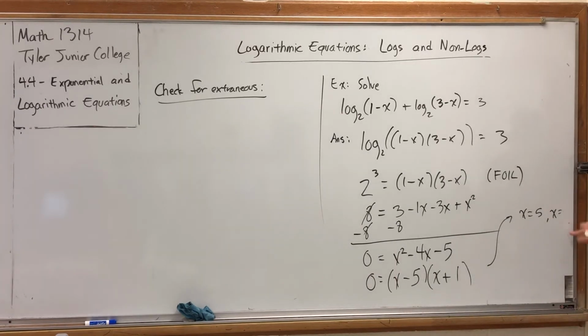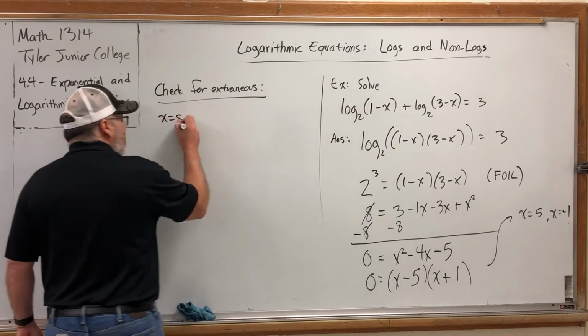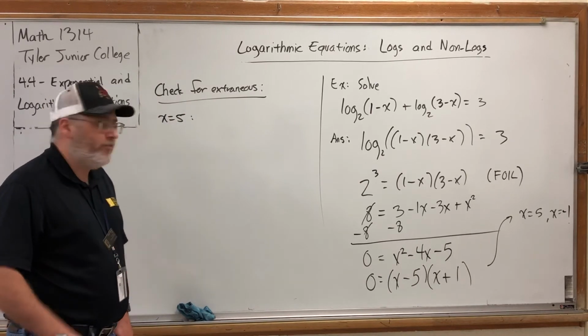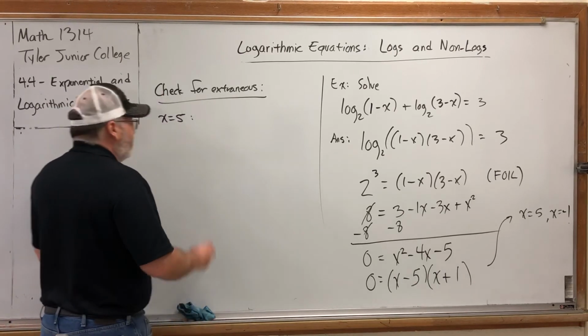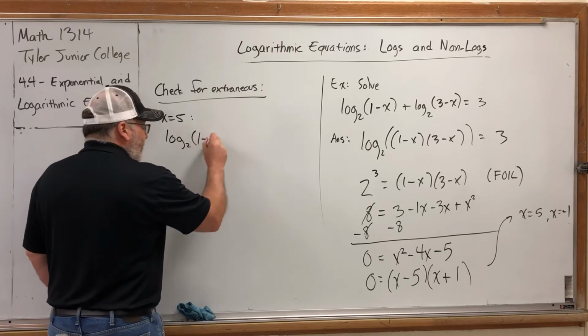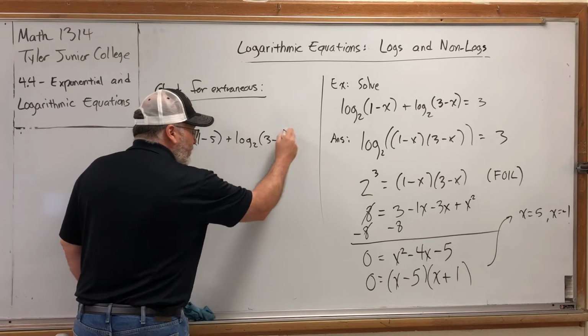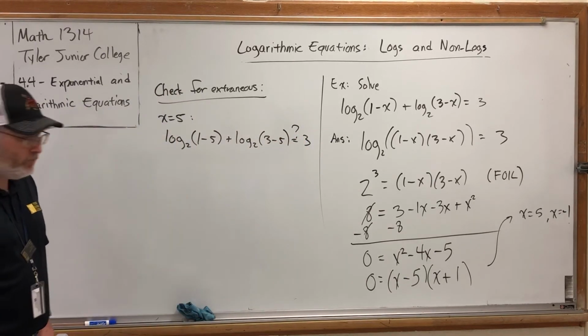One of these is extraneous. Take a wild guess which one it is, and you're probably wrong. Let's check x equals 5. You can actually do this visually on a problem of this caliber. I'll write it out though. If we substitute 5 into the original equation, we get log base 2 of 1 minus 5 plus log base 2 of 3 minus 5 is equal to 3, and we're asking, are these equal? Hence the question mark over the equal sign.